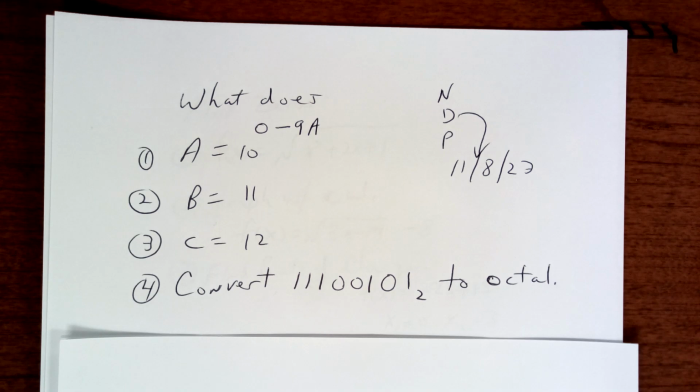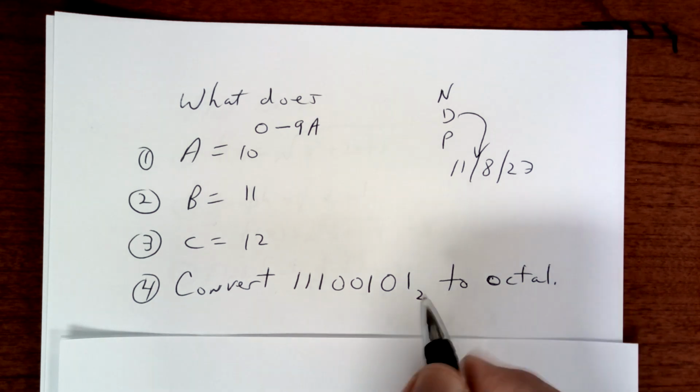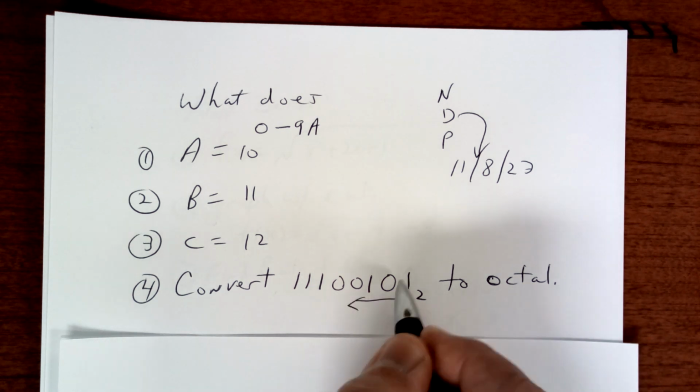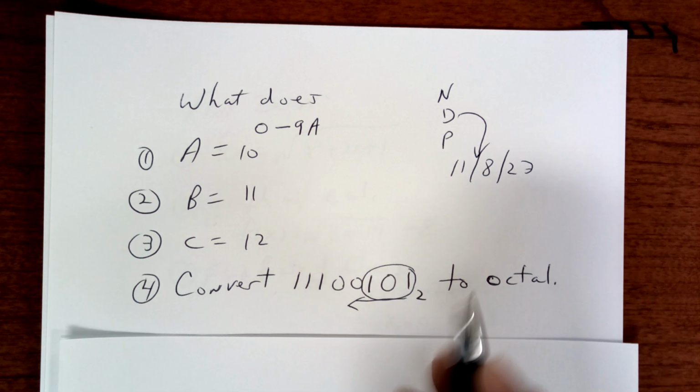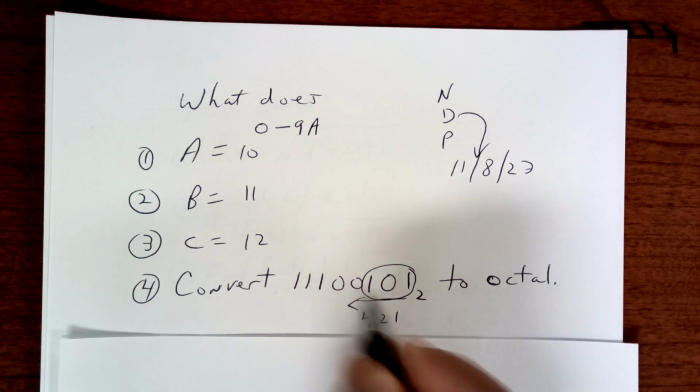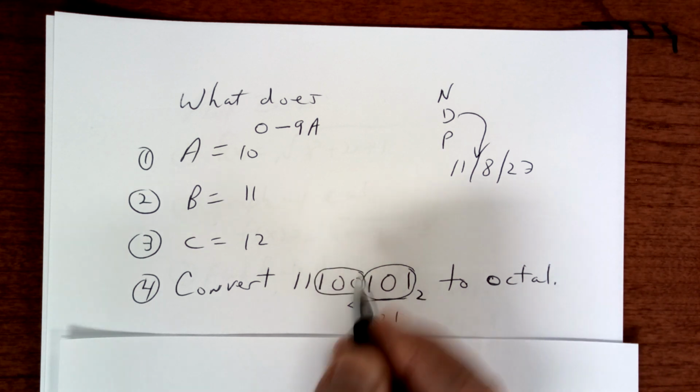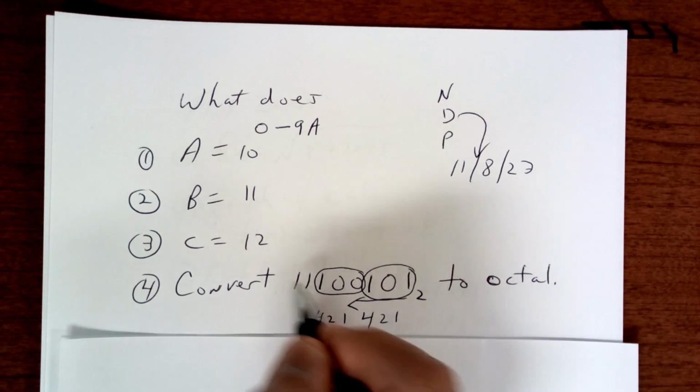Convert this to base 2. Remember, you've got to do groups of 3 going this way. So this one is going to be 421. This one is going to be 421. And this one you have to add a 0.